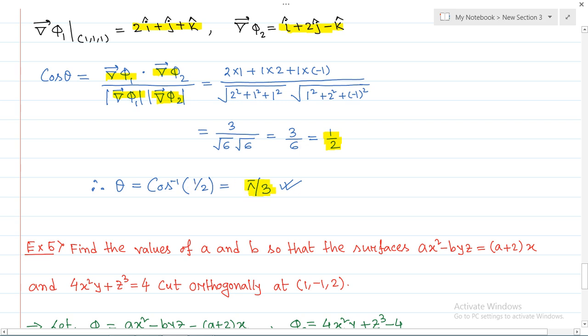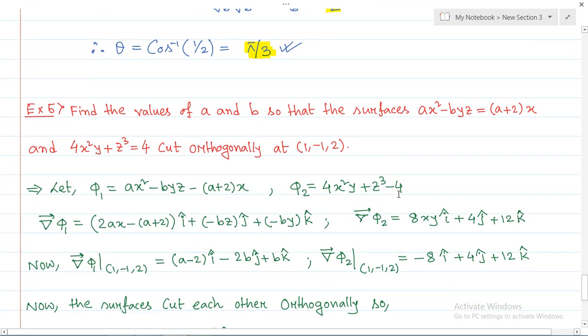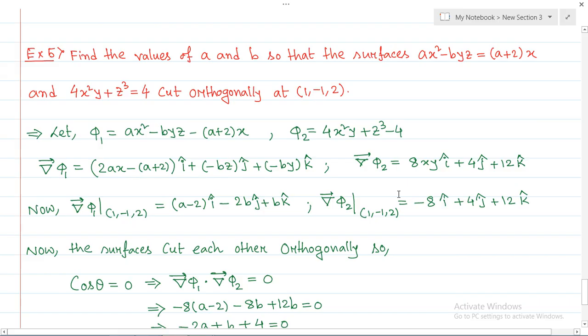Now we have the last problem for today's lecture, and this is one of the most important problems. Many times we have faced this question in exams. It says we need to calculate the values of two constants a and b so that the surfaces a x square minus b y z equals (a plus 2) x, and 4 x square y plus z cube equals 4, cut each other orthogonally at the point (1, minus 1, 2).